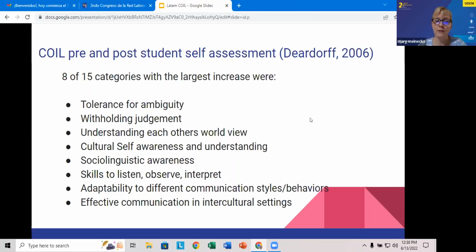Now, what was interesting is that 8 out of the 15 categories with the largest increases were tolerance for ambiguity, withholding judgment, understanding each other's worldview, cultural self-awareness and understanding, sociolinguistic awareness, and the skills to listen, observe, and interpret. Now, all of these sessions were via Zoom, so that's a really important ability, to be able to listen, observe, and interpret in the virtual world, which is even harder than in the physical, face-to-face, on-site world. Also adaptability to different communication styles and behaviors, and lastly, effective communication in intercultural settings.